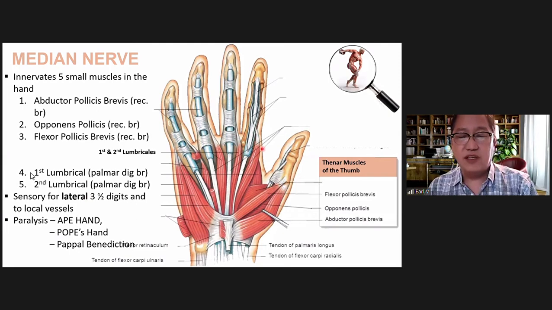The sensory is the 3.5 digits. If the median nerve is paralyzed, what happens? There's an ape hand. Why is it an ape hand? Okay, I'll explain later.